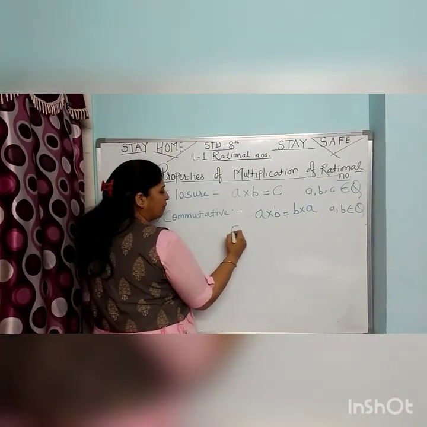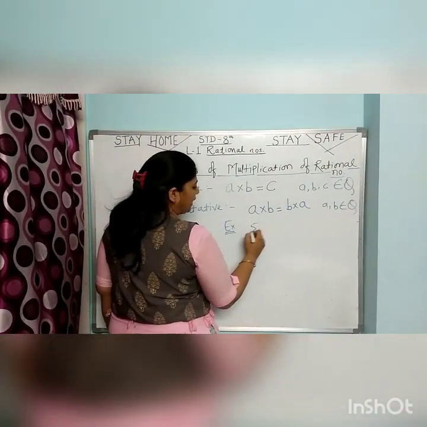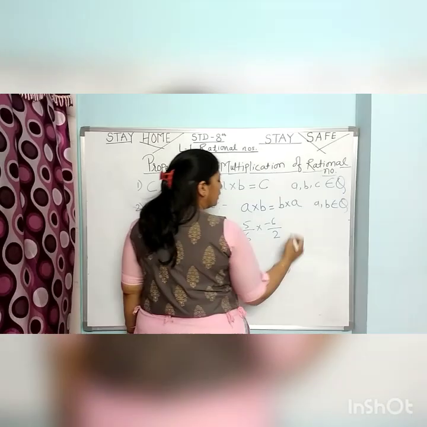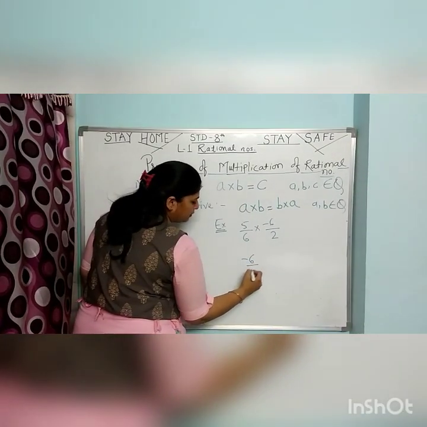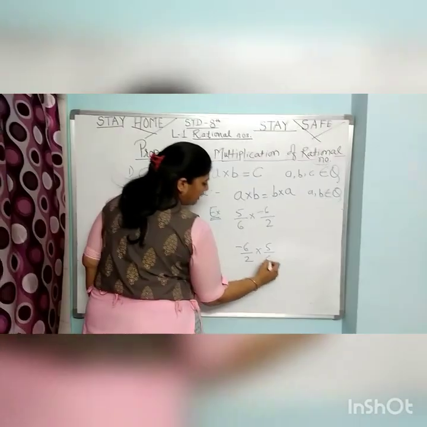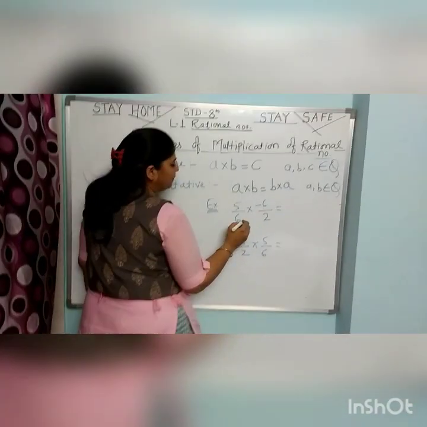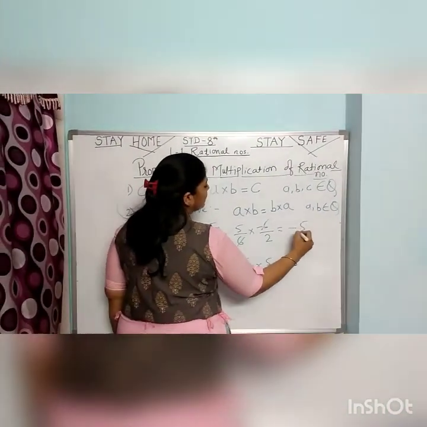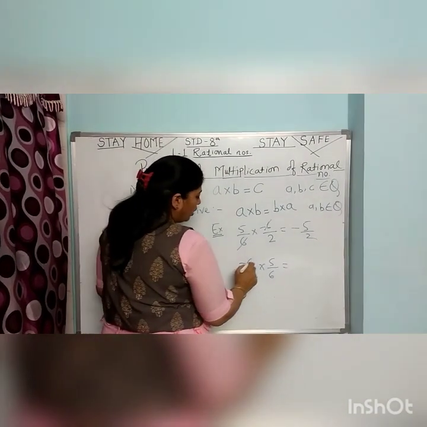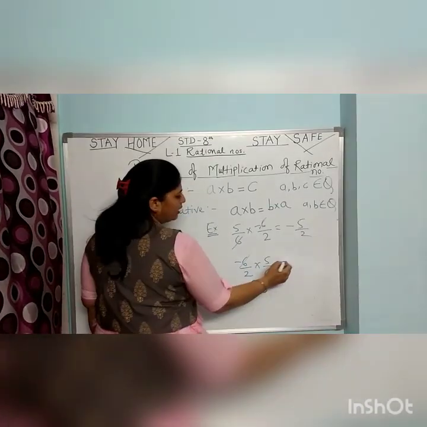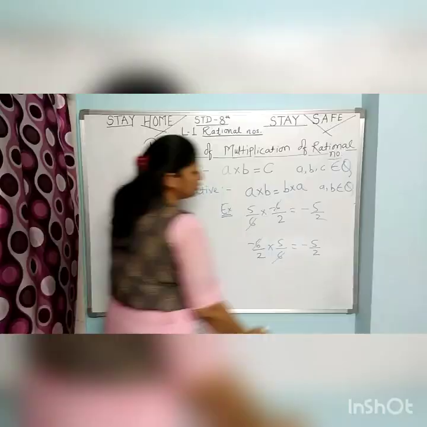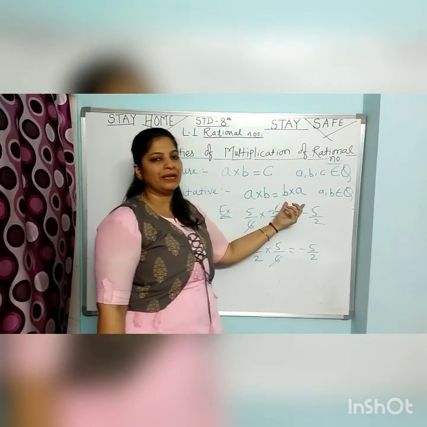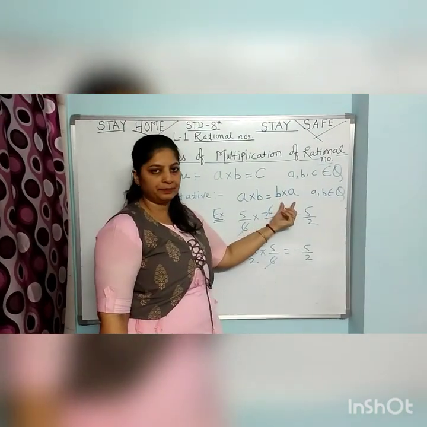We can go with an example. Suppose 5 by 6 multiplied by minus 6 by 2, and the reverse of it, minus 6 by 2 multiplied by 5 by 6. As we are multiplying, we know that if numerator and denominator are the same, we can cancel it. So your answer is minus 5 by 2. Here also your 6 will be cancelled and your answer will be minus 5 by 2. So our result remains the same as we have multiplied the two rational numbers in any order.